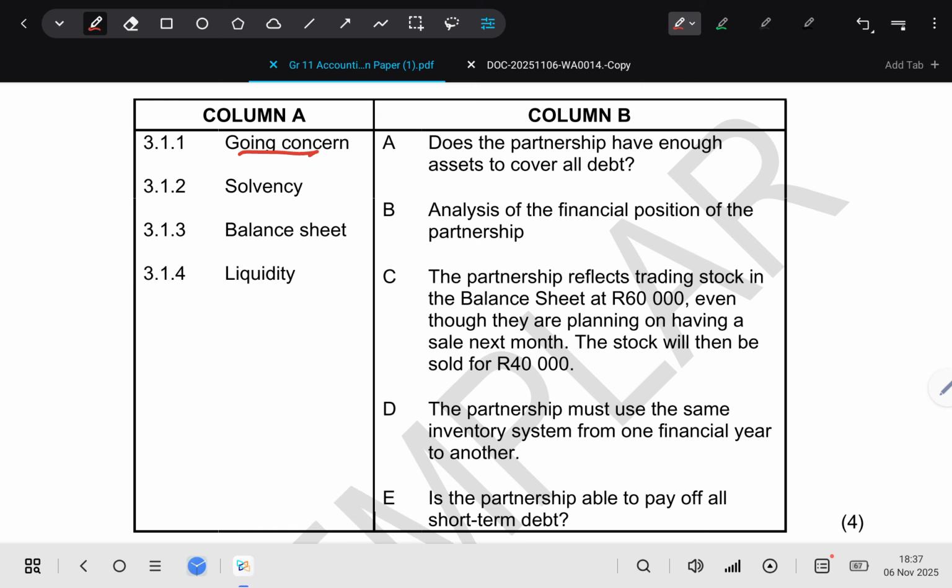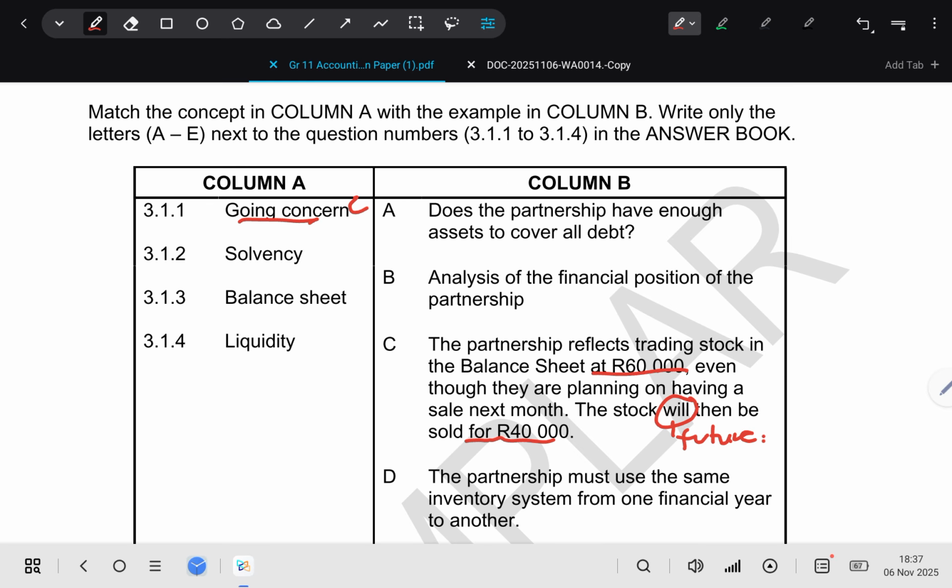So here they've given us the concept, so we need to check which one best matches with going concern. Here they're saying the partnership reflects trading stock in the balance sheet as 60,000, even though they are planning on having a sale next month, the stock will then be sold for 40,000. So when you look at this word will, it speaks about the future. So it means that going concern will be letter C.